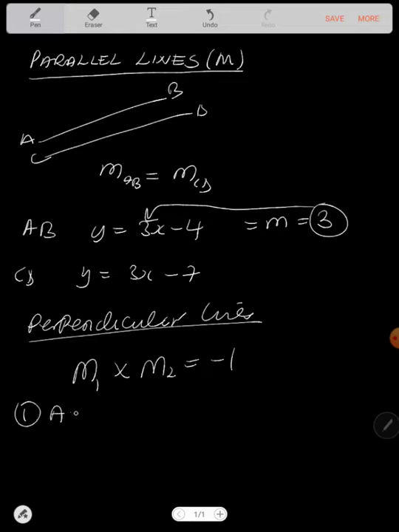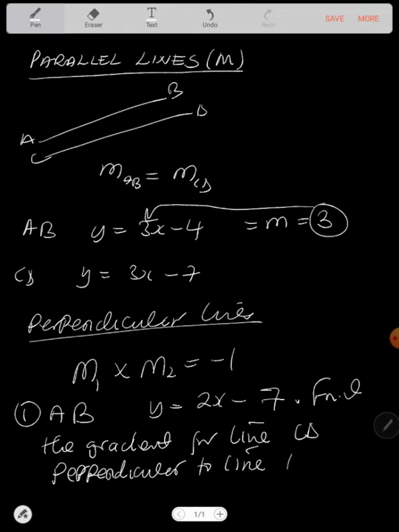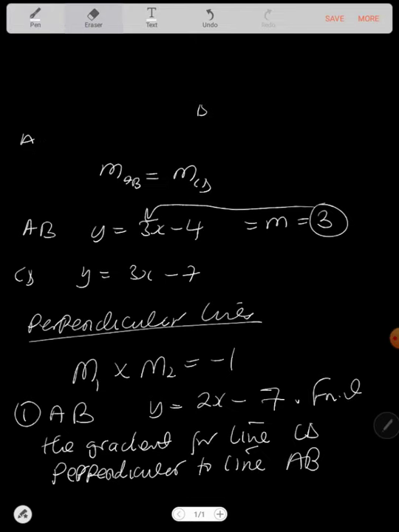Let's say line AB is y is equal to 2x minus 7. Find the gradient for line CD perpendicular to line AB. How can we do that?